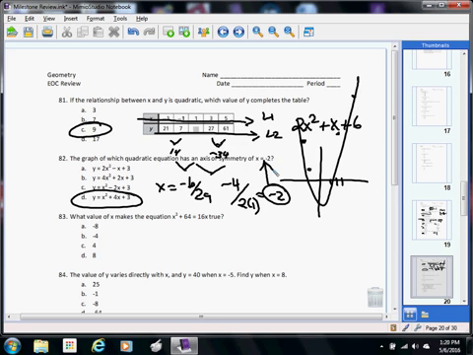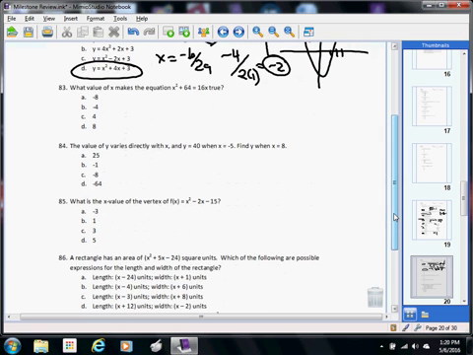So the correct answer to 82 is D. How about 83? Let's see. What number is that on that paper? Okay. It's a good one. It says, what value of x makes the equation x squared plus 64 equals 16x true? So all we have to do, guys, is take these numbers and plug them into the equation.